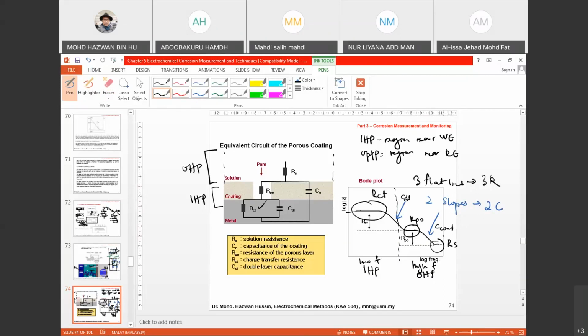So anyway, when you do EIS, if you notice that it forms multiple steps, you count how many steps you have, like 1, 2, 3. You know you have 3 steps, or you have 3 resistances. How many slopes? 2 slopes. So it means that you have 2 capacitances. And what about the Nyquist plot? Of course, for the Nyquist plot, you will get two semicircles.